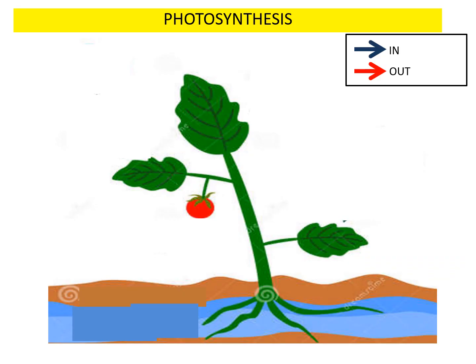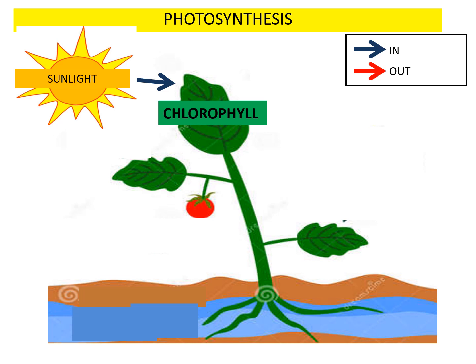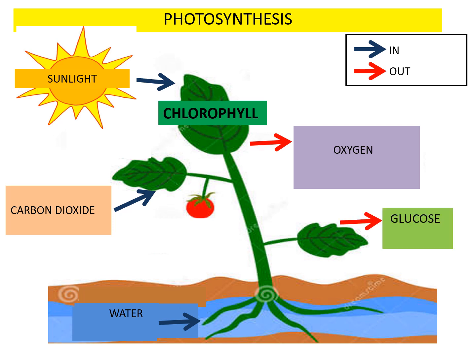So let's see the diagram that shows the process of photosynthesis. Okay, now plants will absorb sunlight using chlorophyll. And then it will also absorb carbon dioxide from the air, and the roots will absorb water from the ground. With these three important substances and with the help of chlorophyll, plants can do the process of photosynthesis. And the product of photosynthesis is oxygen and starch or glucose.